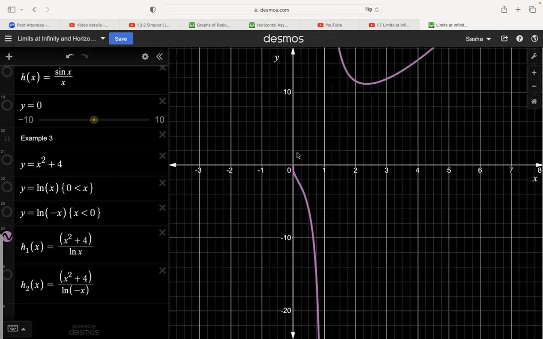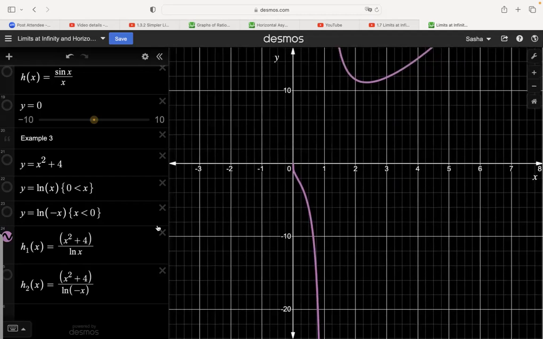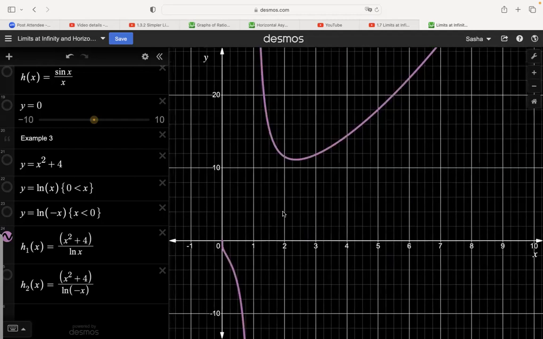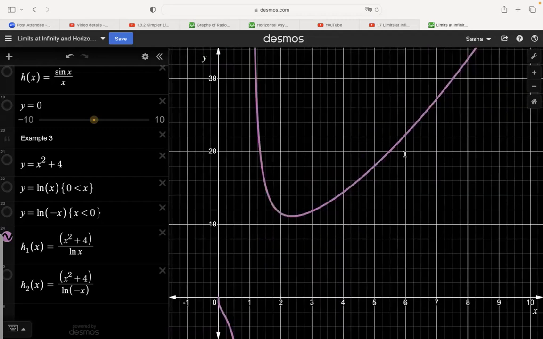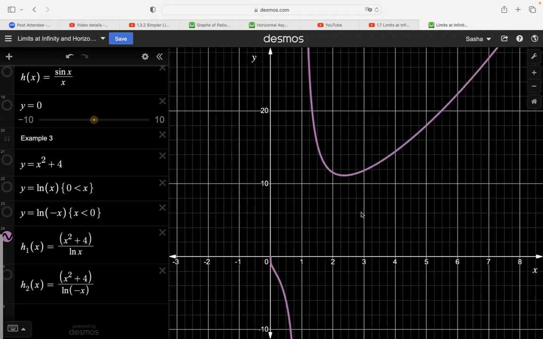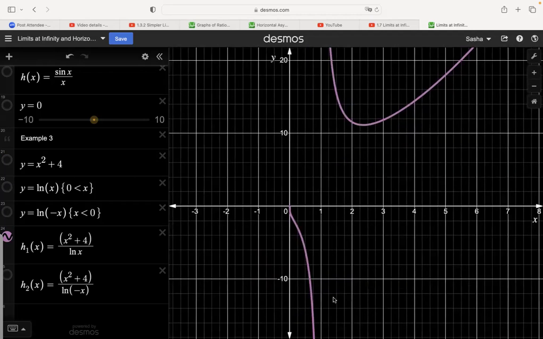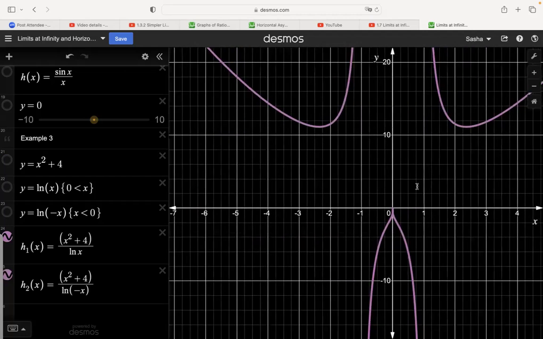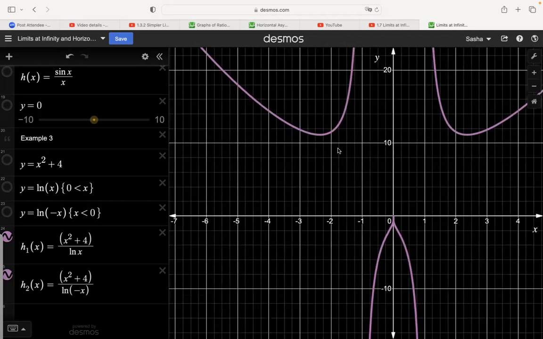So this says I have x squared plus 4 divided by the natural log of x. And I would imagine that the result goes to infinity. And it looks like it does, but it looks like it has this sort of weird branch here. Let's think about why that is in a bit. And then on the other side, we have something very similar. It's symmetrical. So I've got 2 branches there as well. Let's think about why that might be true.